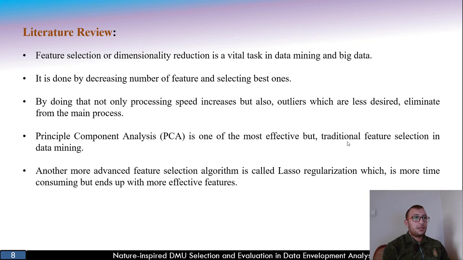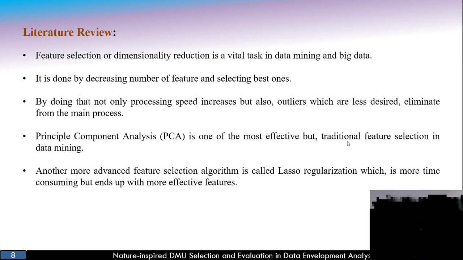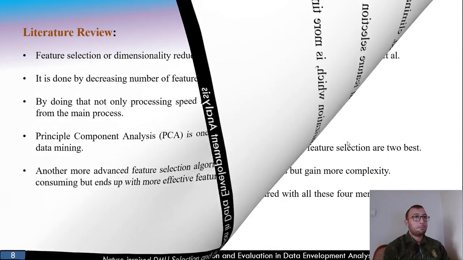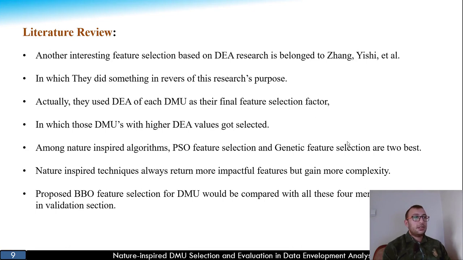Principal component analysis, or PCA, is one of the most effective but traditional feature selection methods in data mining. Another more advanced feature selection algorithm is called lasso regularization, which is more time consuming but ends up with more effective features than PCA. Another interesting feature selection is based on DEA research belonging to Zhang, Yishi and partners, in which they did something in reverse of this research's purpose.